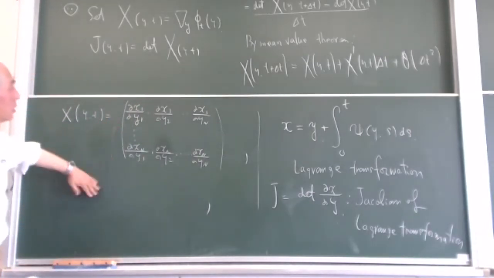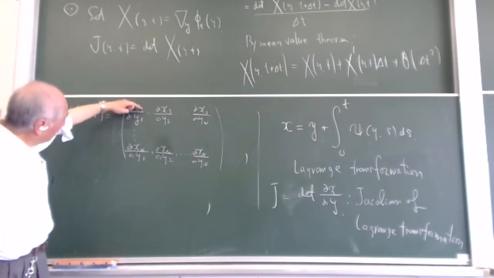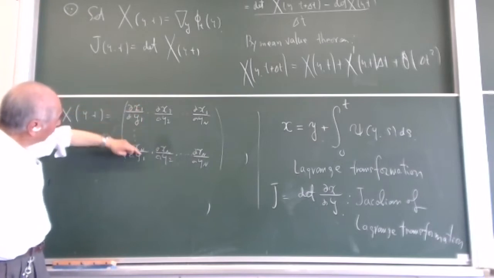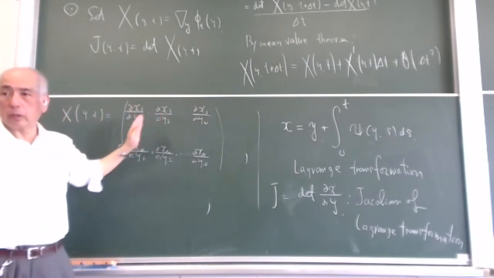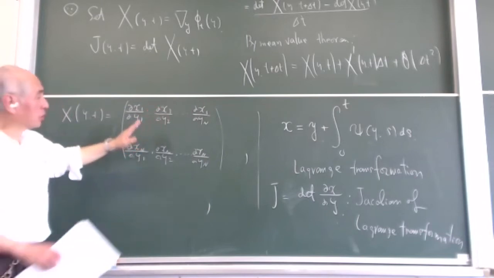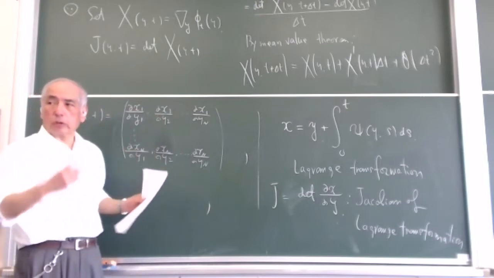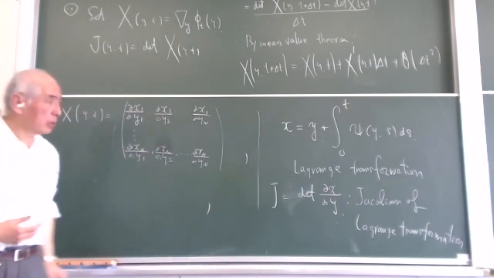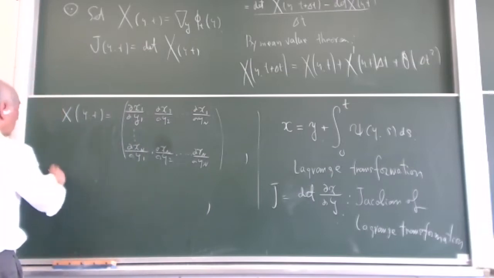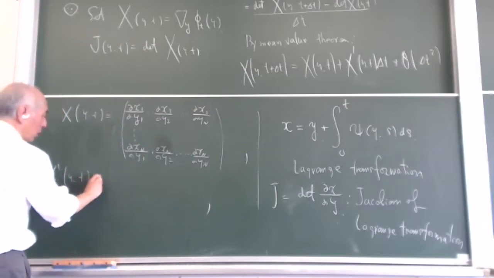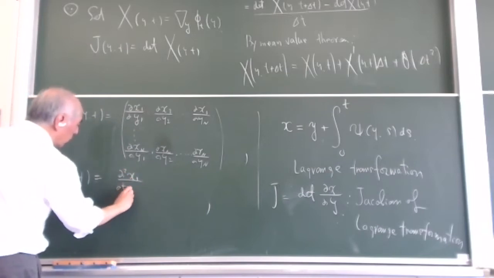Sorry, not the matrix. And the notation is that the coordinate is this way, 1 to n, and the differentiation is 1 to n. This is the rule for describing the gradient matrix. And then x prime(y, t) is a time derivative, and it is just dx over dy_1.